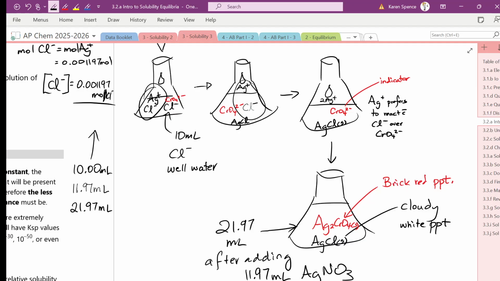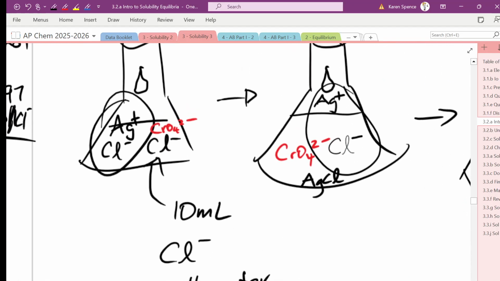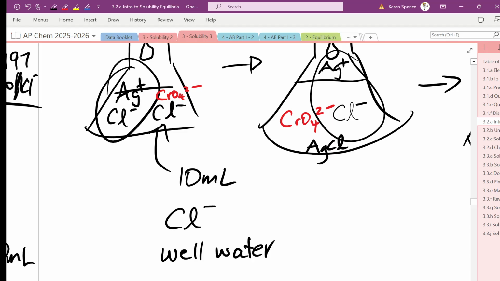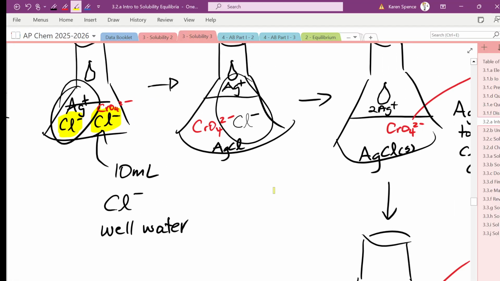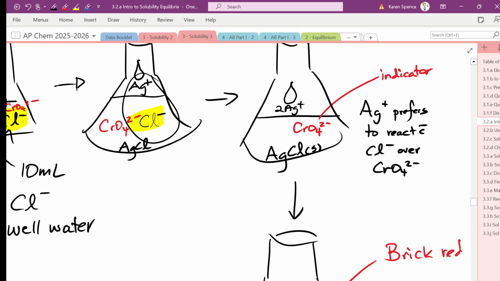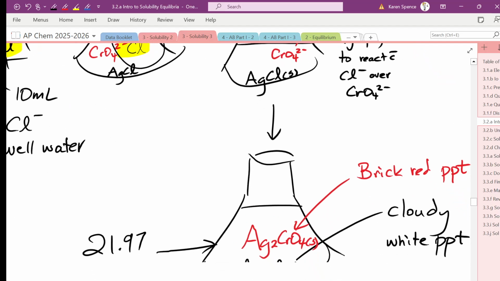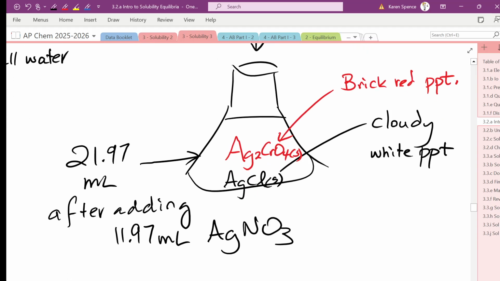So we started with 10 milliliters of well water that contains some chloride. Then we reacted some of that chloride and it became some silver chloride. So we still had 1 chloride left. And then we reacted it with some more silver. And then we had no chlorides left. So by the time we get to having added all of the 11.97 mL of silver nitrate, how much chloride is left?